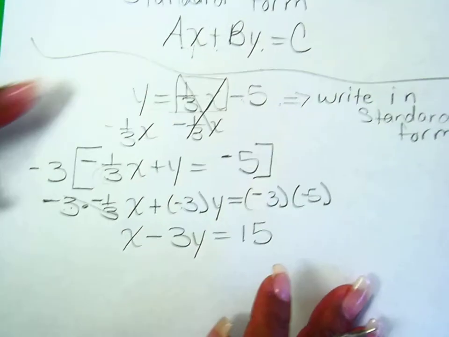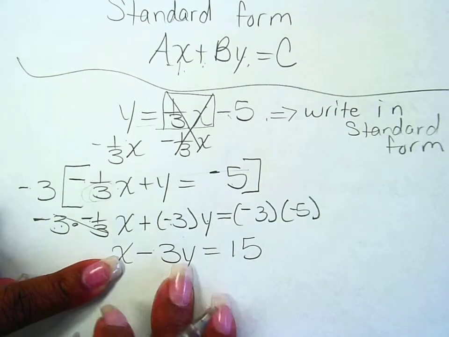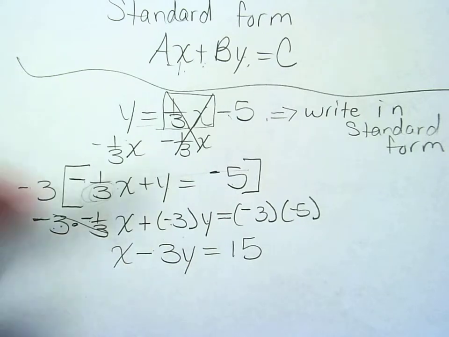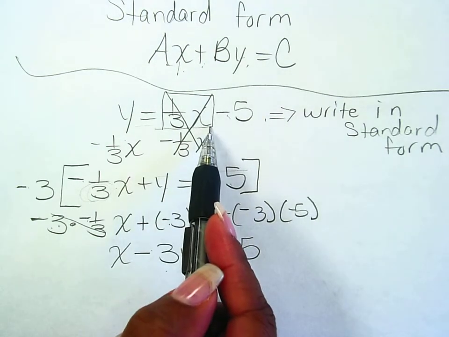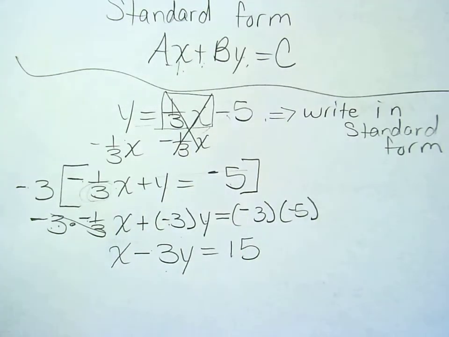Okay? So I went from slope-intercept form to standard form. And you need to be able to go back and forward, and you need that because if you see it in this format, you know that you can write it in slope-intercept format just as well. And I get the same information.